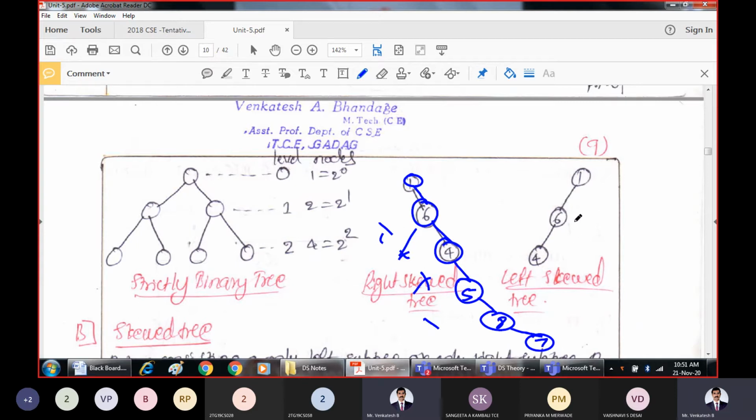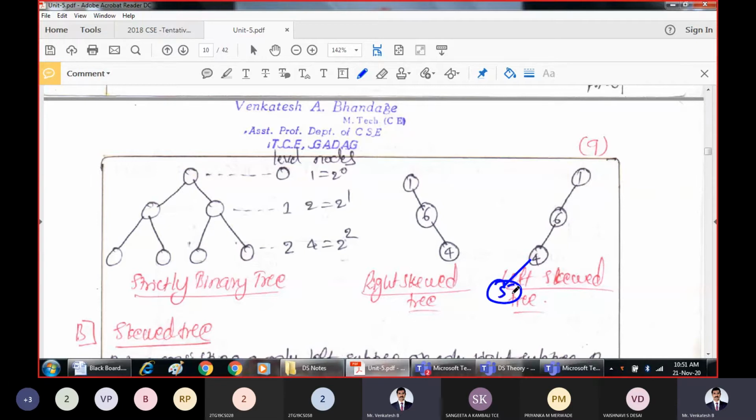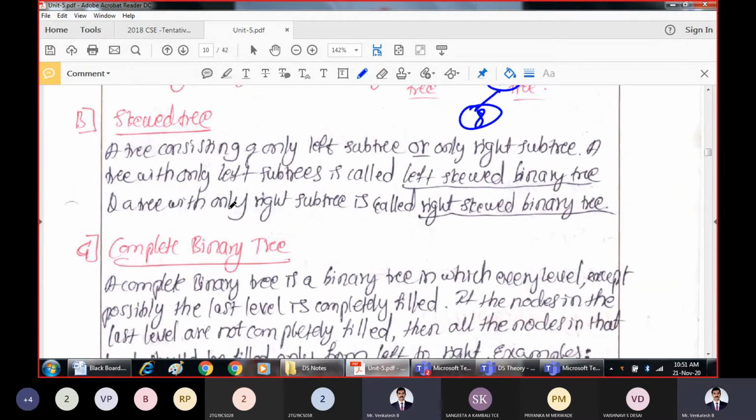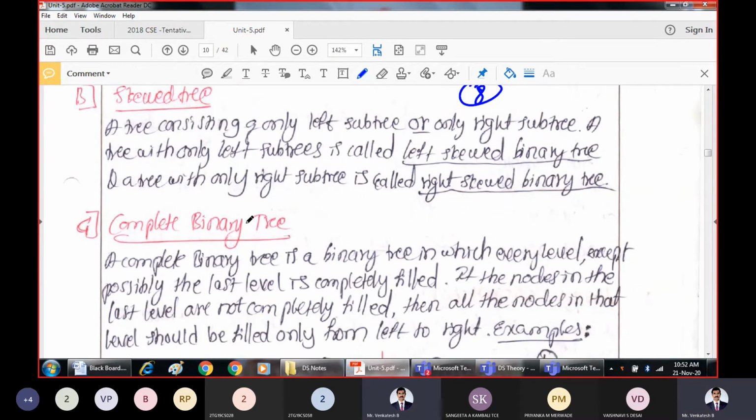Coming to the left skewed binary tree, a binary tree having only left subtrees. If you can see here, only left subtrees are available. You can extend it only in this direction. You are not supposed to write like this. Why? Because it is a left skewed binary tree. What is left skewed? A binary tree having only left subtrees. Right skewed, a binary tree having only right subtrees. So this is the example for skewed binary trees.